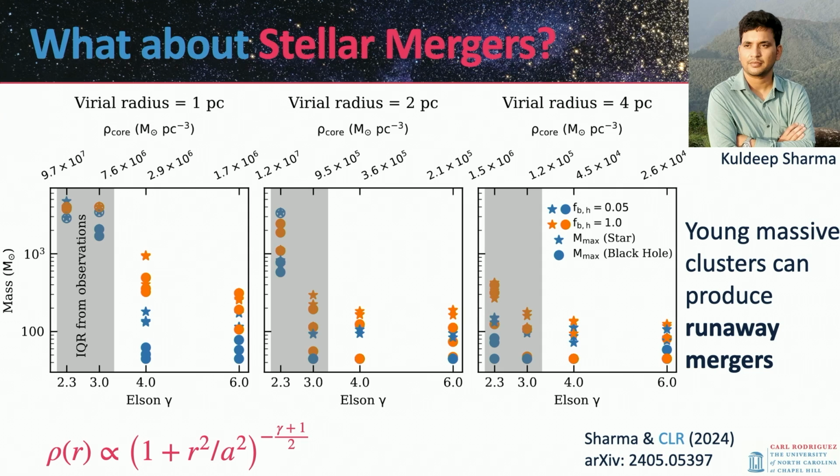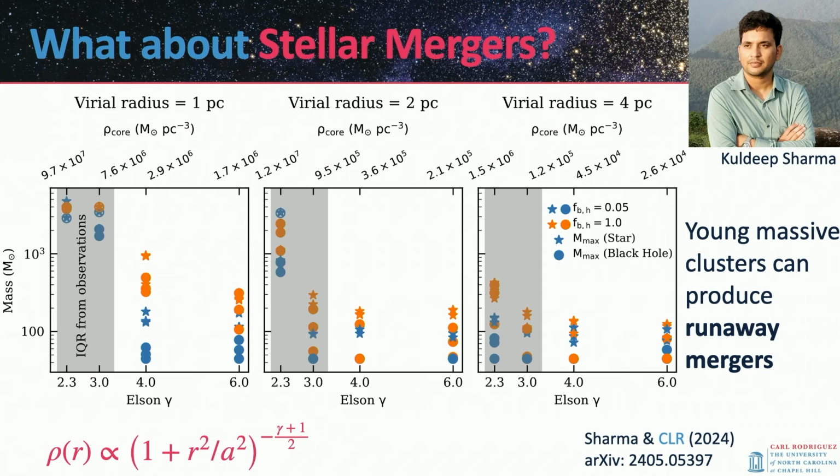And so the question is, at fixed virial radii, I crank down the Elson gamma, I get a more dense central core, and how large of a stellar merger can I actually create? And so at a same fixed virial radius, I go from normal relatively flat profile to standard Plummer profile, all the way up to now I am getting collisional runaways. This is stars that have merged together, producing black holes and stars above 1,000 solar masses, right?